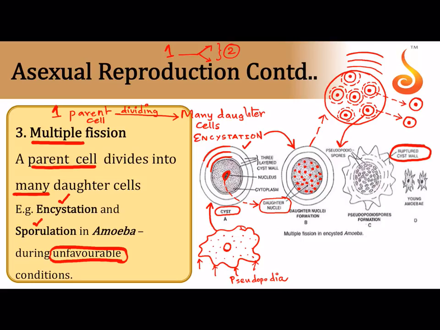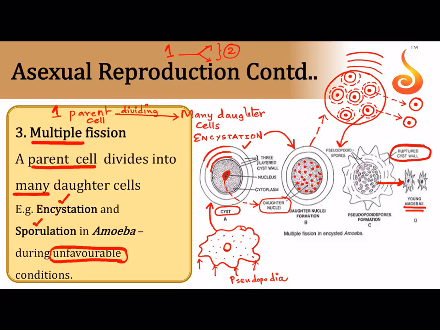Do you understand what's happening here? See how the young amoeba, once these pseudopodiospores have come out, they develop pseudopodia and they become young amoebae, as you can see here. So one parent amoeba has given rise to hundreds of daughter cells, hundreds of young amoebae. And that's why this process is called multiple fission. When does this process happen? This process happens during unfavorable condition.